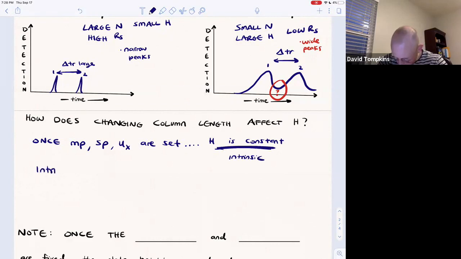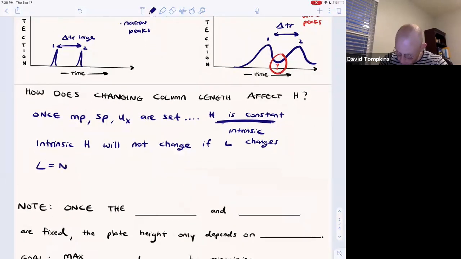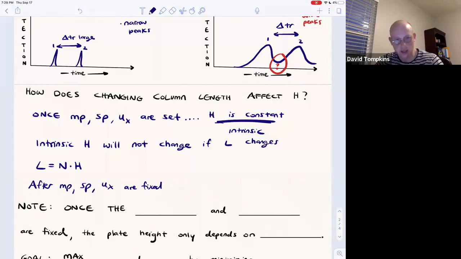So the intrinsic value H will not change if the length of the column changes. Okay. In other words, remember that L is equal to the number of plates multiplied by the plate height. So after the mobile phase, the stationary phase, and the flow rate are fixed, increasing the number of plates is going to occur if the length is changed. But increasing the length or decreasing the length will not change the plate height.